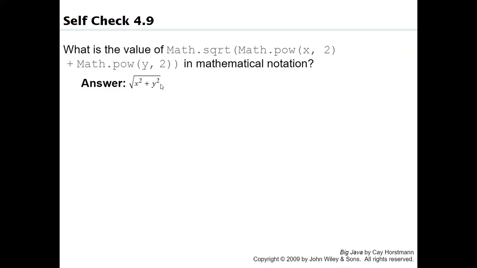And that's how you would write it. But again, probably the better way to write it would be, instead of calling Math.pow, you say x times x plus y times y. It'd be more concise, more typical of what people would normally do.